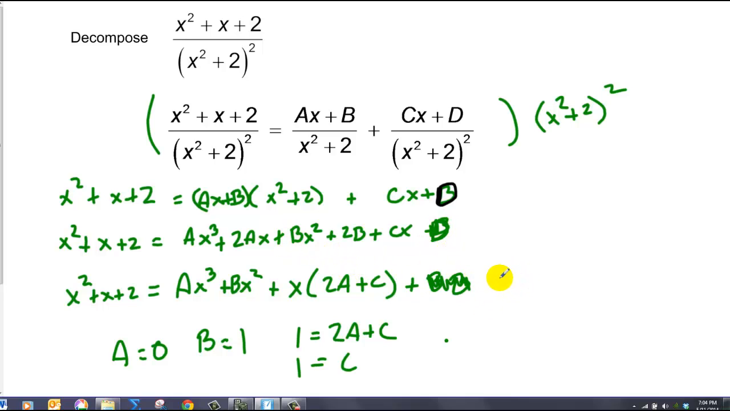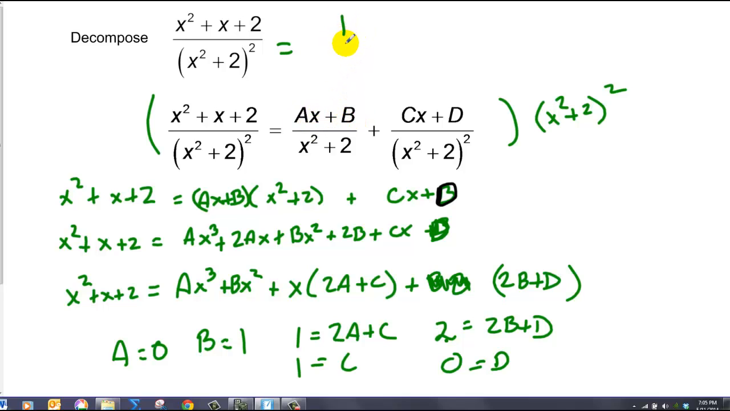So in this case, I have 2b plus d as my constant term. So my constant term in this case is 2, and that's equal to 2b plus d. Sorry about that. I know b is equal to 1, so therefore if b is equal to 1, d has to also equal 0. Now I can go ahead and write my decomposed fraction. I have an a value of 0, so there's no x term, just a b term of 1 over x squared plus 2. My c term is 1, so I have an x. My d term is 0, over x squared plus 2 quantity squared.